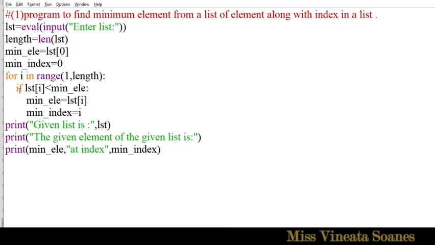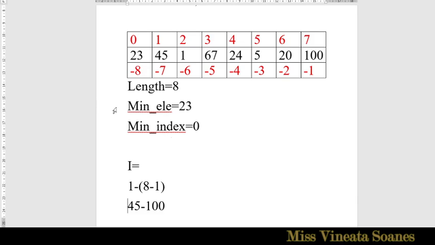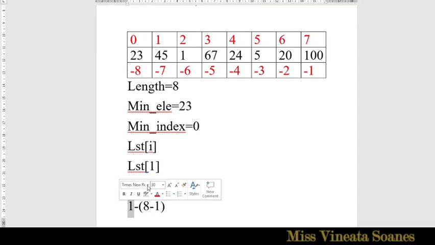Now then you say if lst[i] is less than min_el. Now if I say lst[i], what do I mean? What is I holding, which index? It's 1 first, isn't it? When I say lst[i], this will be 1 because your I starts from 1. So I can do it this way. This is 1, so it starts from 1 itself.